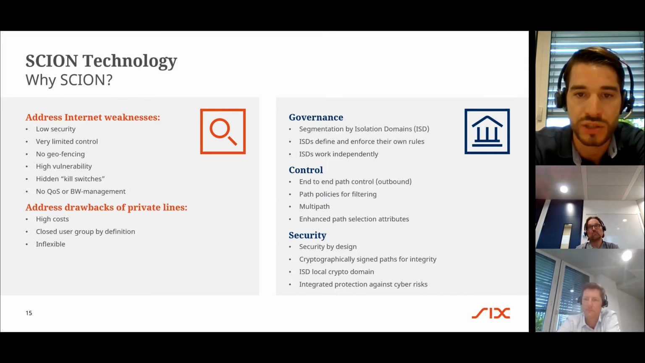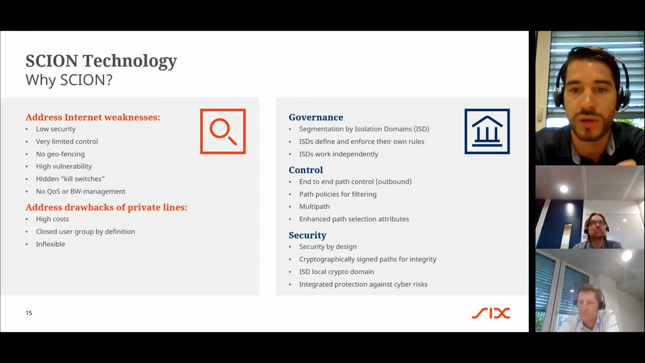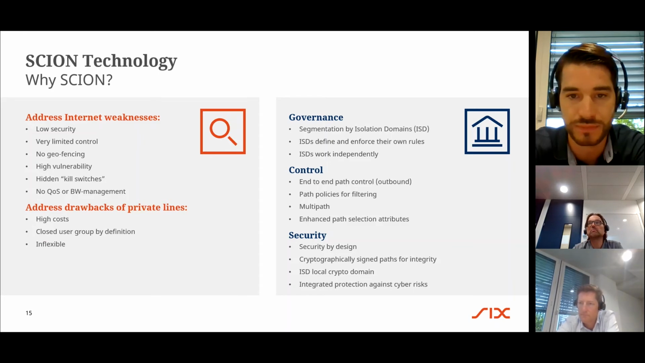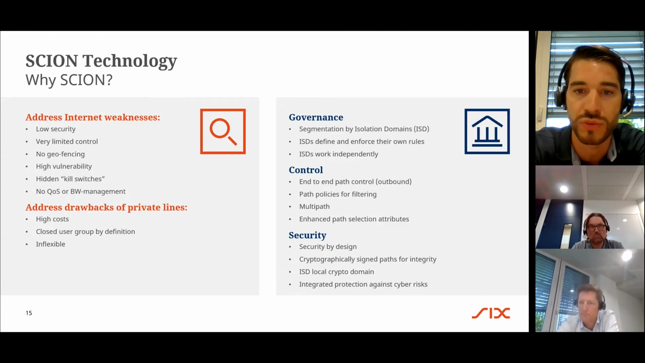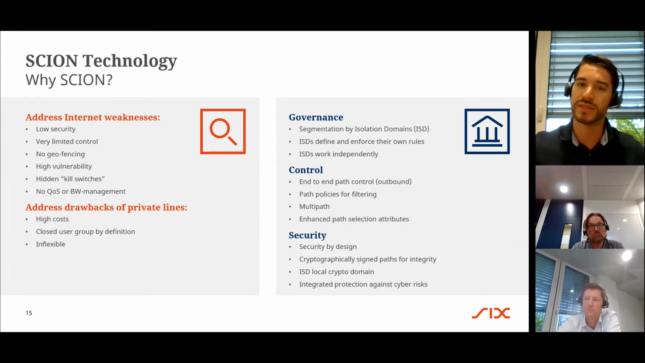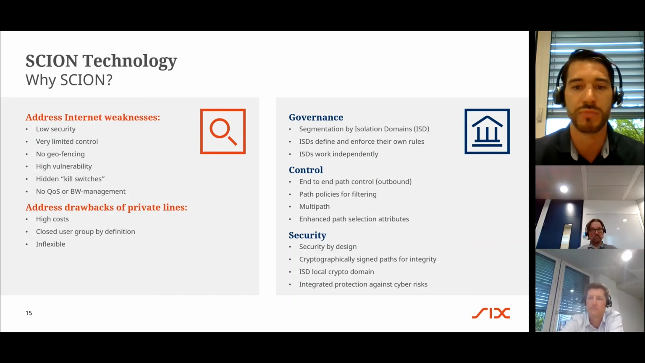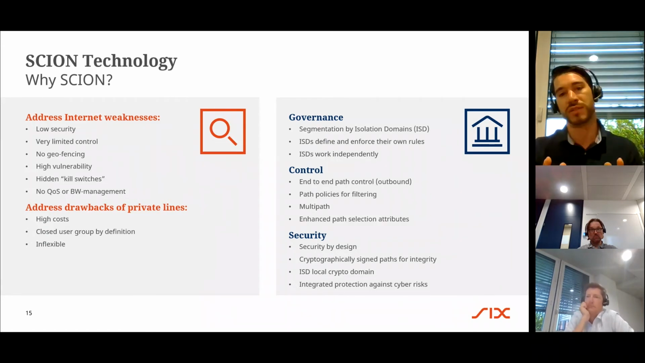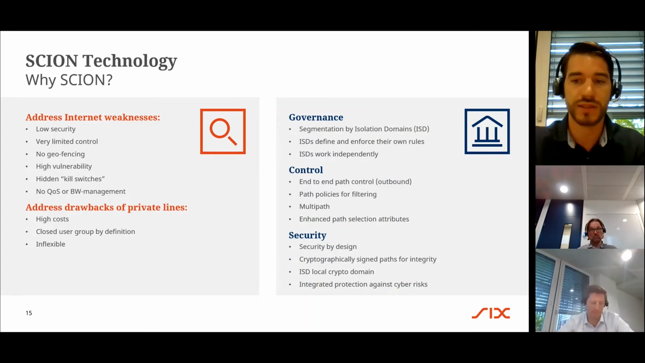Then we have the attribute of control. Sion technology offers end-to-end path control for outbound traffic, so I can fully define the whole path throughout the network at the source where I'm sending my data. So at all times, I have control over where my data is passing. One example is I can implement geofencing rules in future. I could exclude certain paths of untrusted ISDs or less trusted ISDs. And of course, I can use path policies that depend on enhanced attributes. Like I could evaluate the paths against latency and say, for my traffic, I want the path to the destination which has the least latency on the way.